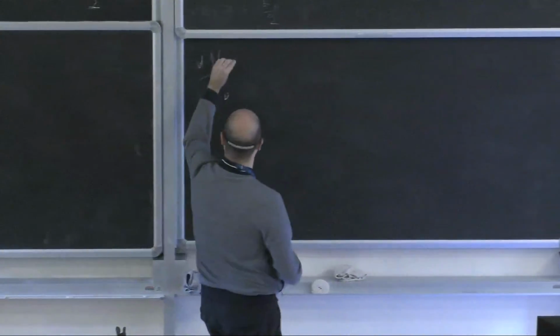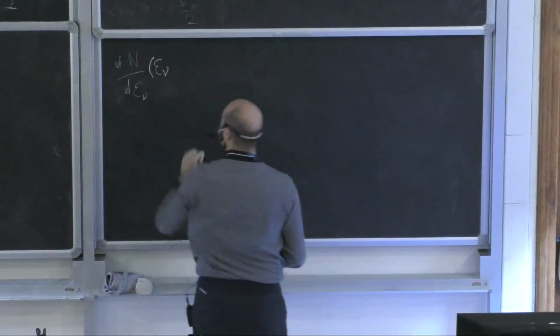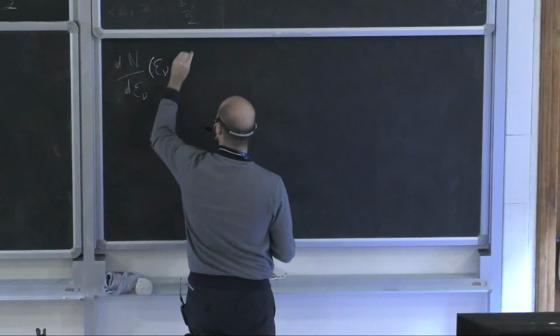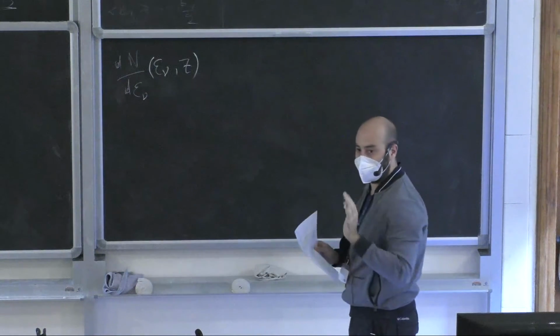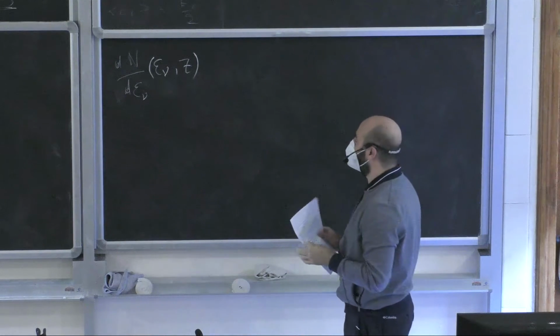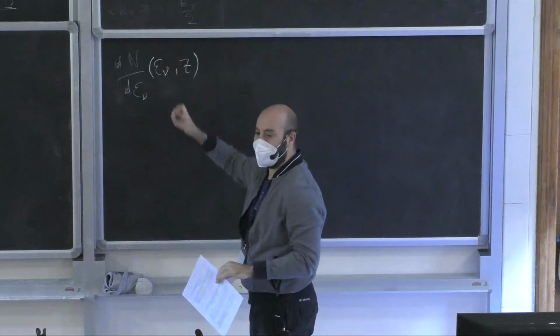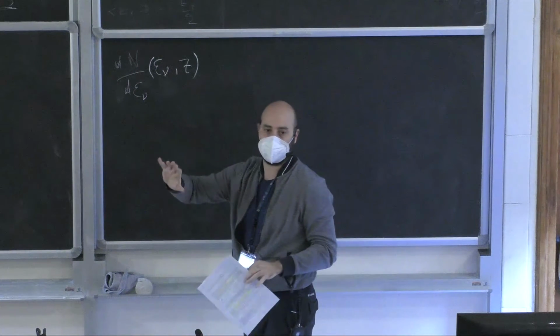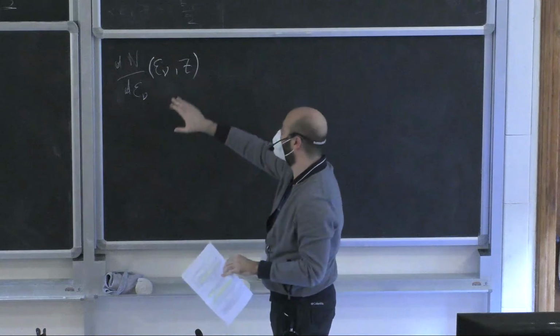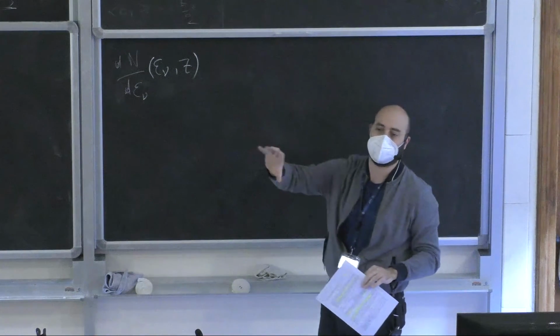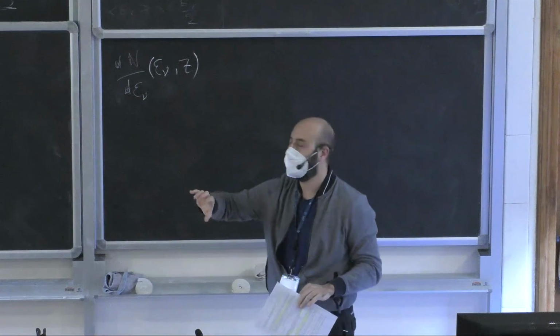This depends on the neutrino energy, and in principle can depend on redshift explicitly. What does it mean explicitly? Imagine that you have one class of sources. That's our mental picture. We have one class of sources which is responsible for this neutrino flux.